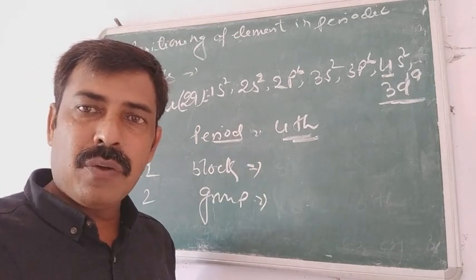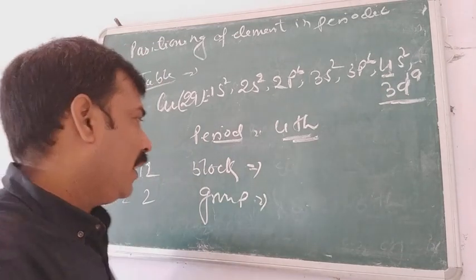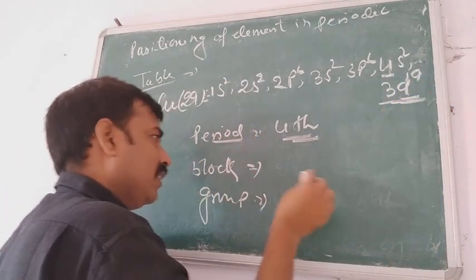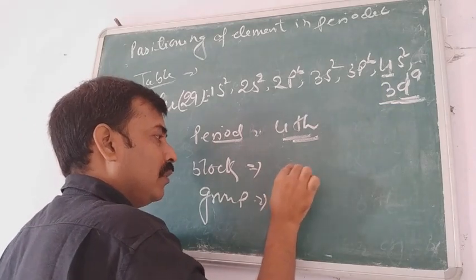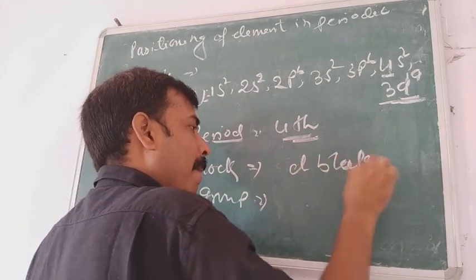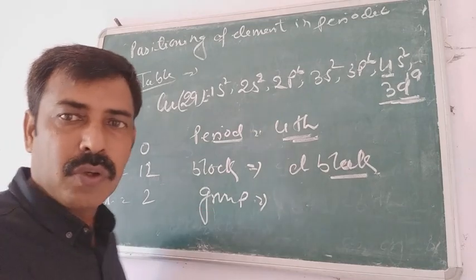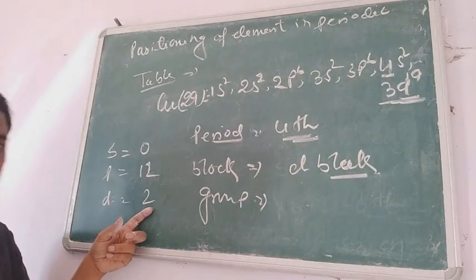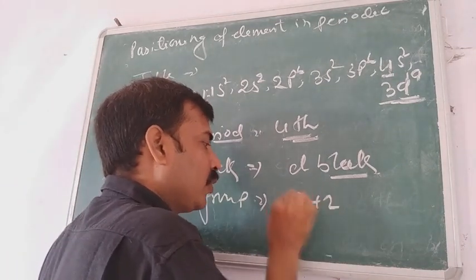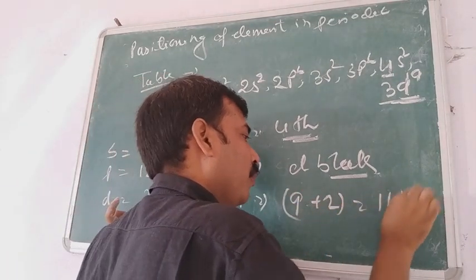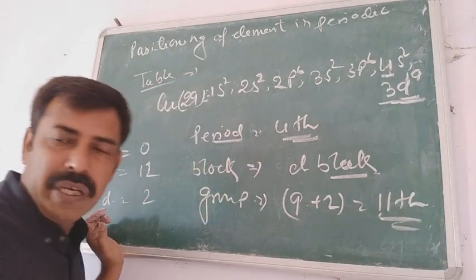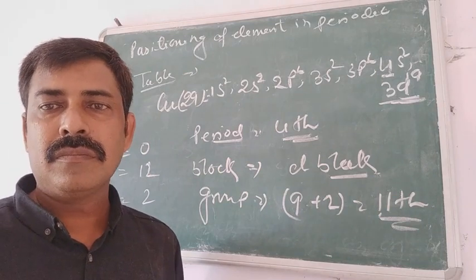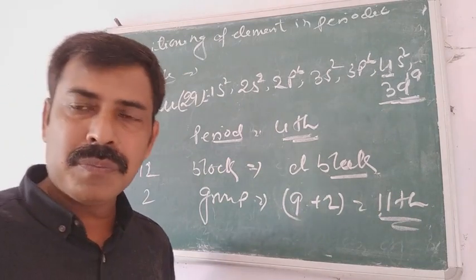Now, what is the block? You can find that the last electron is moving in the d subshell, and so the block is d block. And what about the group? There are a total of 9 electrons in the d subshell, and we will add 2 with it, so it will be 9 plus 2, that is 11th group. So in this way we will place the element in the periodic table. I think it's clear to all of you.